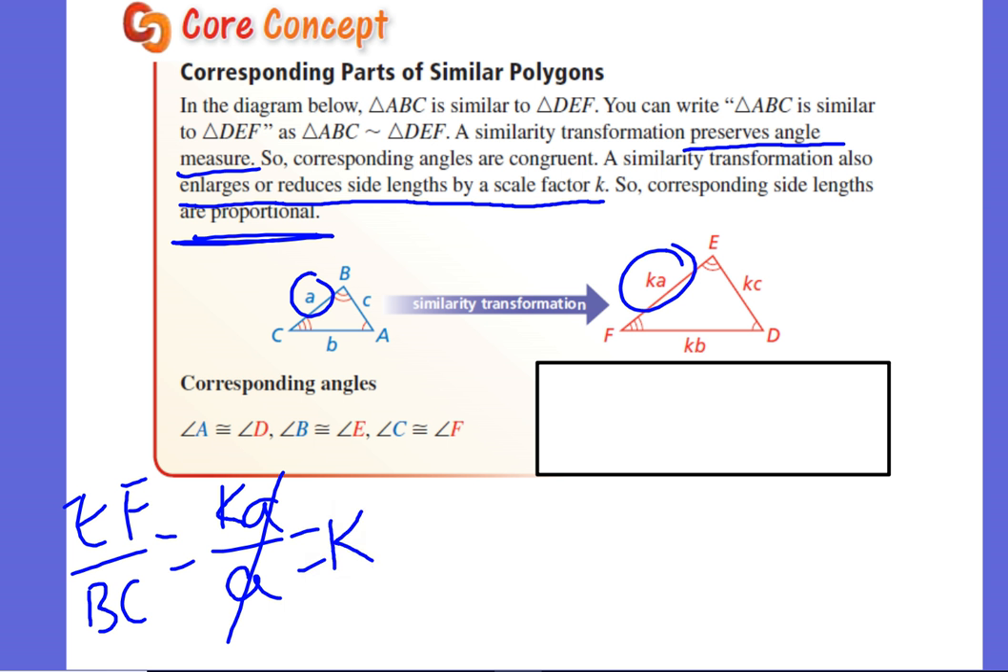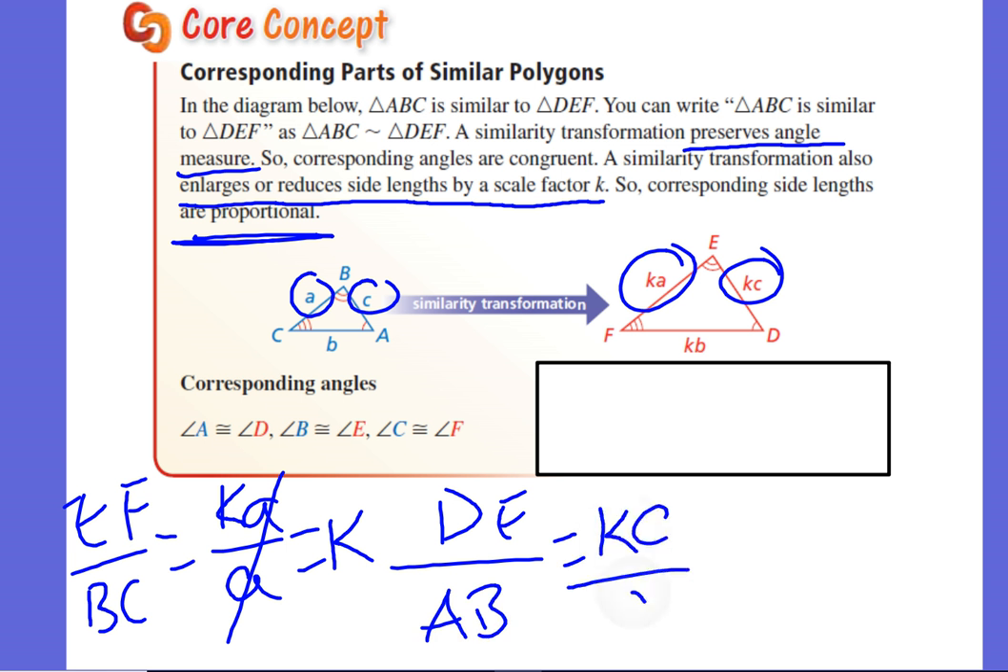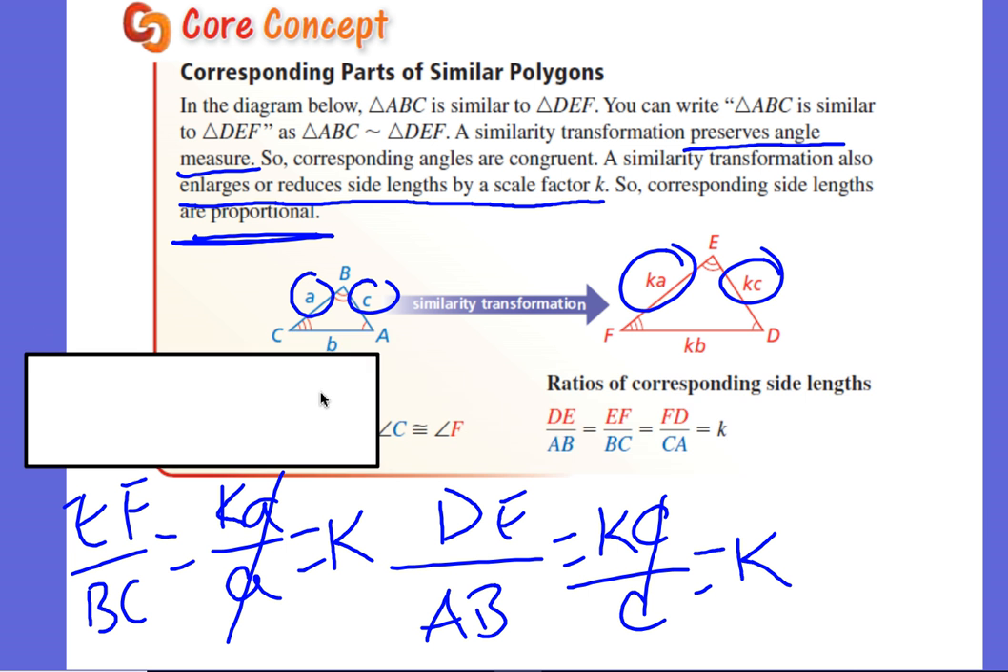Let's just say, for instance, I do that for the other sides. I see that DE is corresponding to AB, and look what happens. You get KC over C, and the C's would cancel, and once again you get K. You're starting to notice the pattern here, right? So that scale factor is what tells us how bigger or smaller it is going to be getting. But more specifically, every single one of those ratios is going to equal the scale factor as well. So it's very, very important to know. Each of these ratios is going to equal our scale factor.